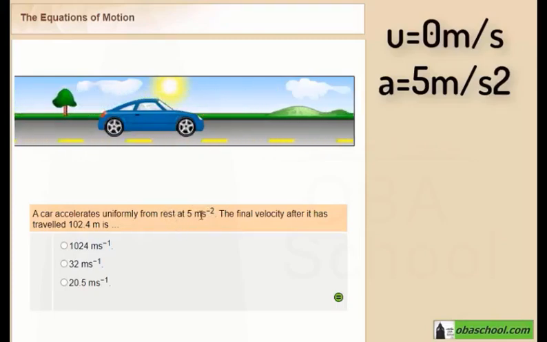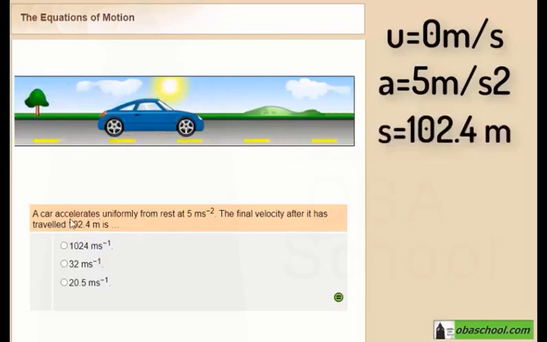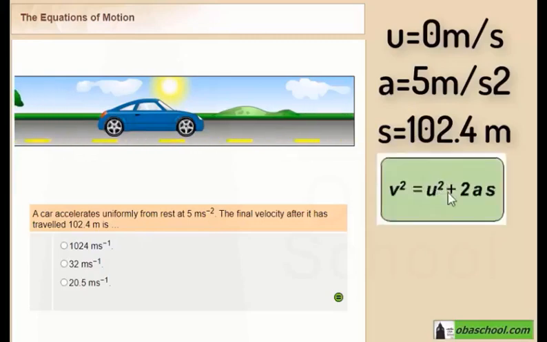And the car has traveled 102.4 meters. So, s is equal to 102.4 meters. The initial velocity is 0, and the acceleration is 5 meters per second squared. So we will replace these values in the equation to find the final velocity. And by applying the formula, the answer will be equal to 32 meters per second.